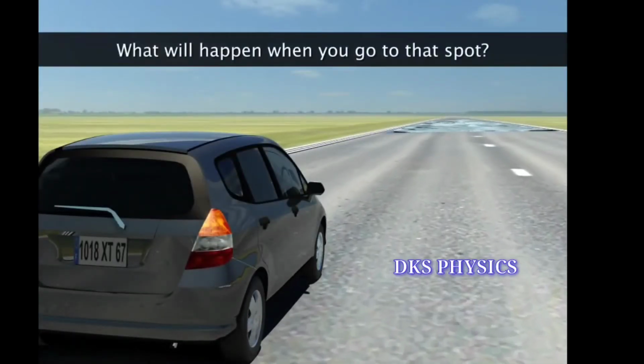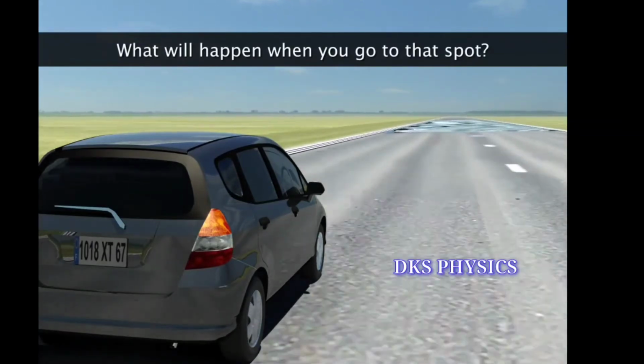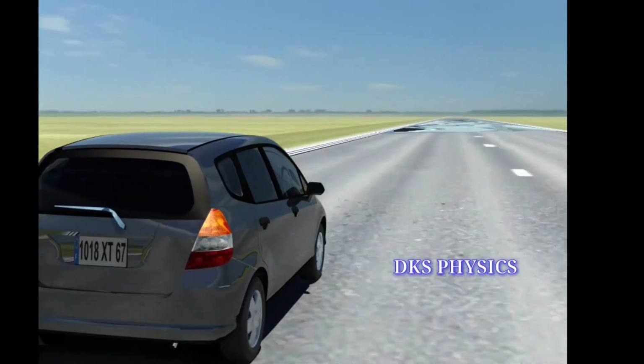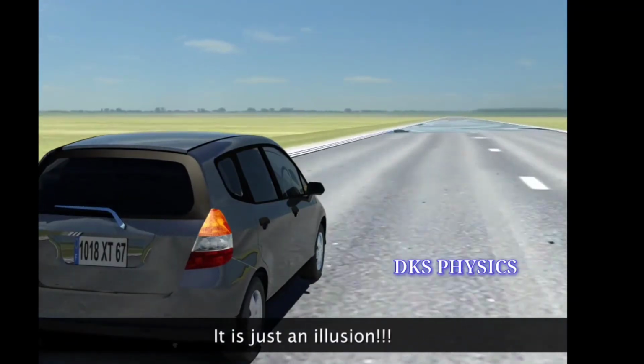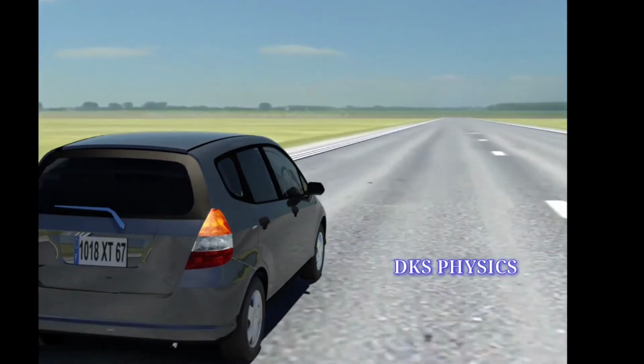Have you seen water or oil spilled on the road on a sunny day from a certain distance as you pass in a car? There is no water there. It's just an illusion. How do you see that?